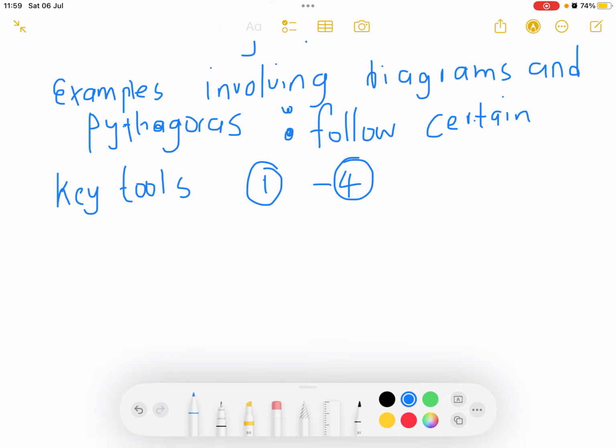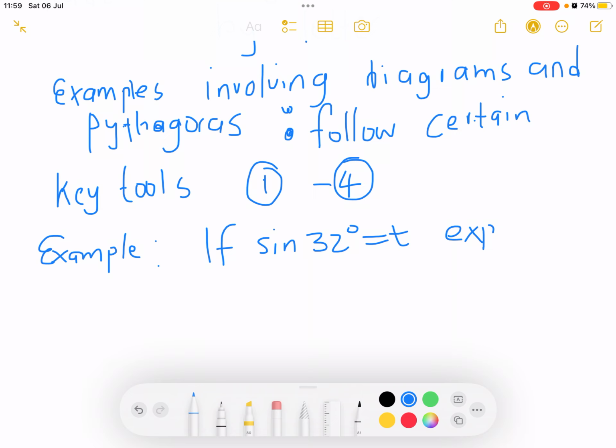So let's say that your example is: if sine of 32 degrees is equal to t, then express each of the following in terms of t.